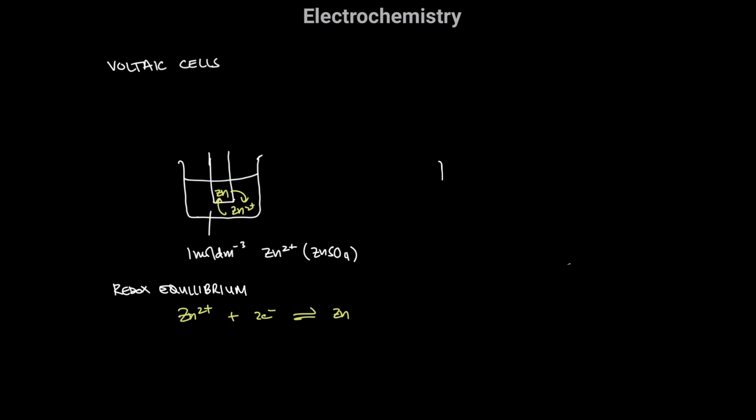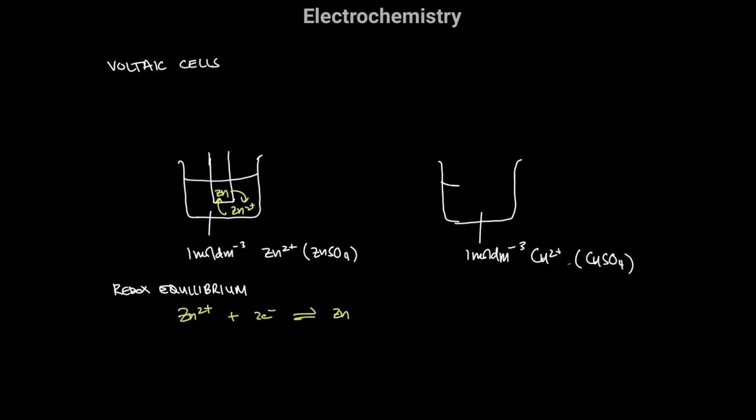So now let's say that I have another beaker. In this beaker, instead of zinc solution, I have a copper 2 plus solution. Let's say I have a 1 mole per dm cube copper 2 plus solution. I can use something like copper 2 sulfate, for example.